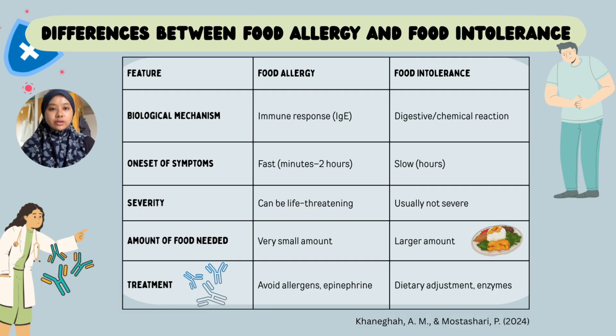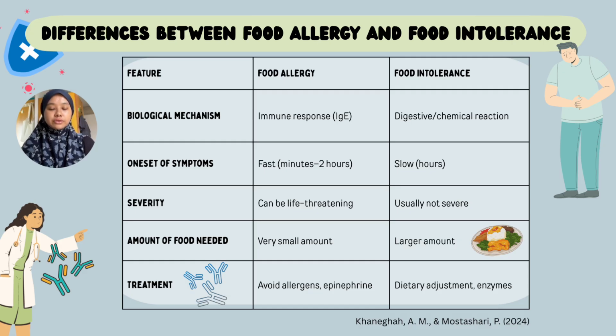On the other hand, food intolerance does not involve the immune system. Instead, it is usually caused by digestive or chemical reactions, such as not having enough enzyme to digest a certain food. Next, the onset of symptoms. Food allergy symptoms appear very quickly, usually within minutes up to 2 hours after eating the food. Food intolerance symptoms appear much slower, often taking a few hours to develop.